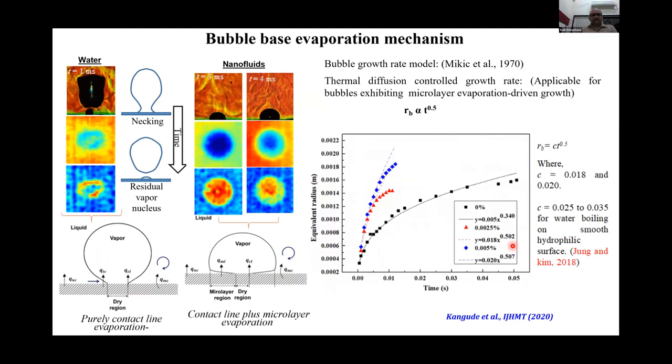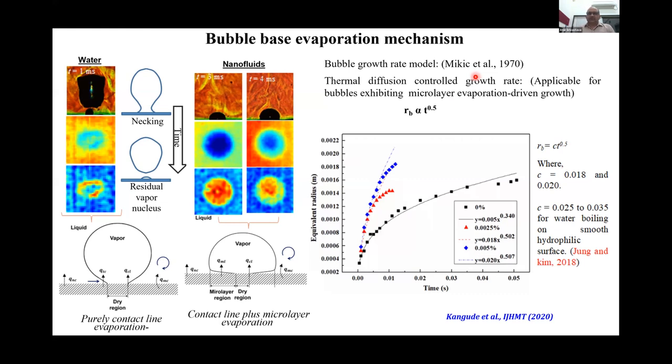So this is the same thing that we have discussed. With water, you initially start with a hydrophobic surface, and because water always leaves some sort of vapor nucleus once the bubble departs, you will always have this kind of contact line evaporation driven mechanism, whereas it is a more disc-shaped distribution in the case of nanofluids, which eventually indicates the formation and evaporation of the microlayer. So for water, it is primarily contact line evaporation, whereas for nanofluids and nanoparticle deposited surfaces, we observed contact line plus microlayer evaporation.